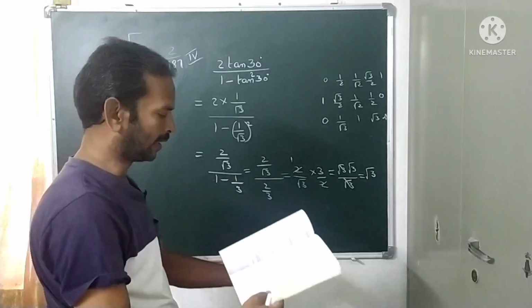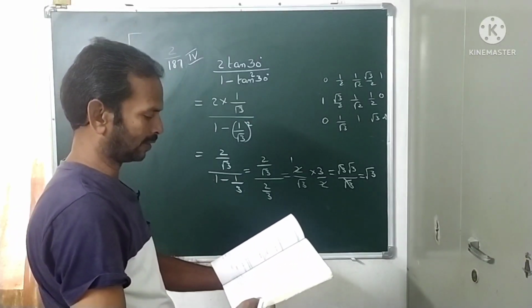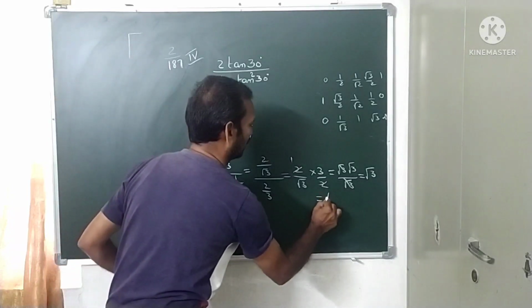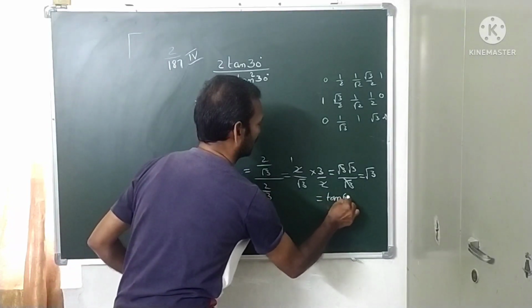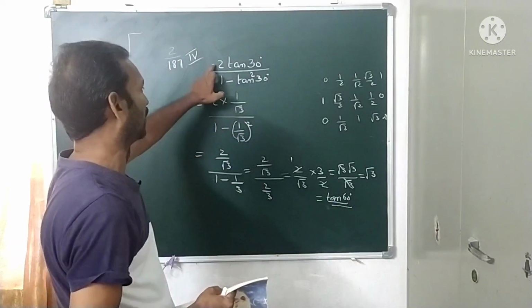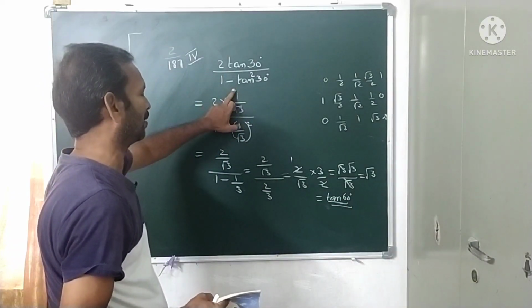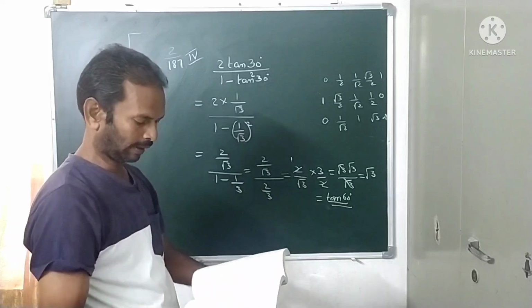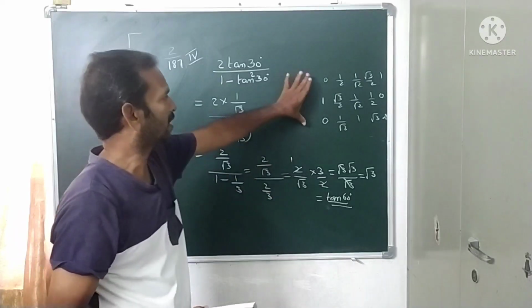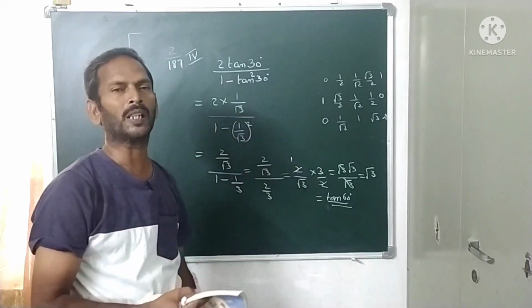So where is root 3? Not cos 60, not sin 60; tan 60 has the value root 3. So what do we understand? 2 tan 30 by 1 minus tan square 30 is equal to tan 60 degrees. Okay, with this, the problems dependent on table values are completed.